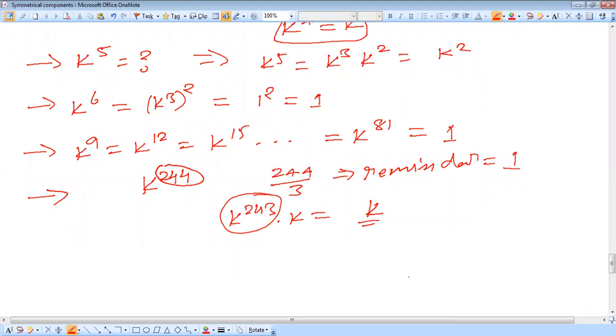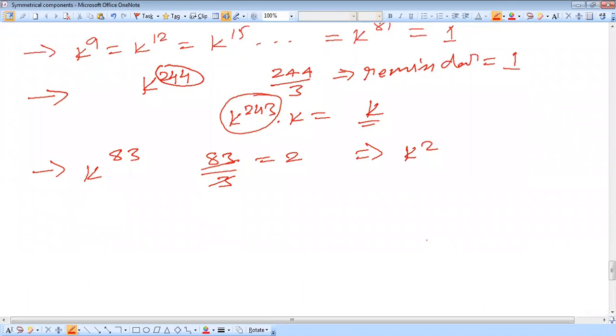Another way you can define it: divide 244 by 3, and whatever remainder we get is the power of k. Similarly, you can check k power 83. What is k power 83? Again 83 divided by 3, what is the remainder we get? 2. The answer will be k square.